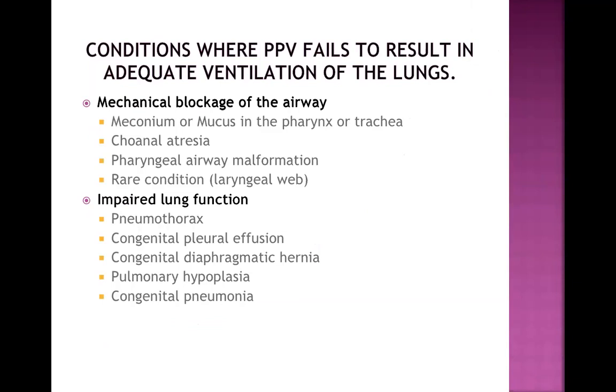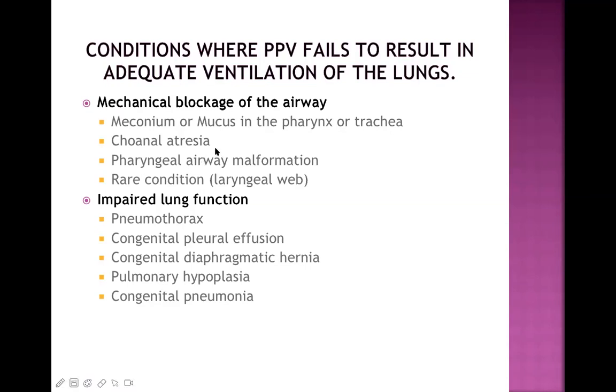Now another one: you are doing positive pressure ventilation, but the condition of the baby is not improving, or the lungs are not getting adequate ventilation. So what may be the reason? This is a very, very important practical problem. Some of the reasons may be mechanical blockage of the airway by meconium or mucus in the pharynx or trachea. Meconium is an important substance here, importantly the thick type of meconium, or particulate meconium. That is one of the important reasons for blockage of the airway.